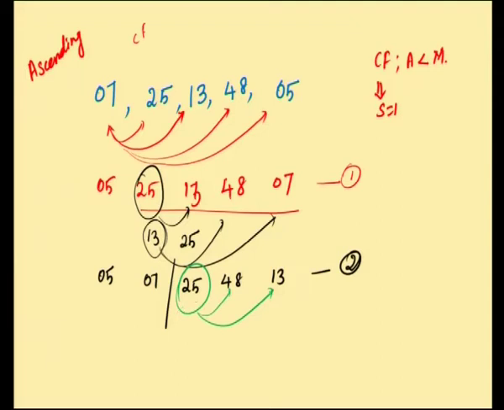Now, the carry flag is reset. Once the carry flag is reset, I have to swap the data. So, after swapping, what I have is 05, 07, 13, 48, 25. Okay. So, the third cycle is over, which represents that the 3 smallest numbers have been arranged.